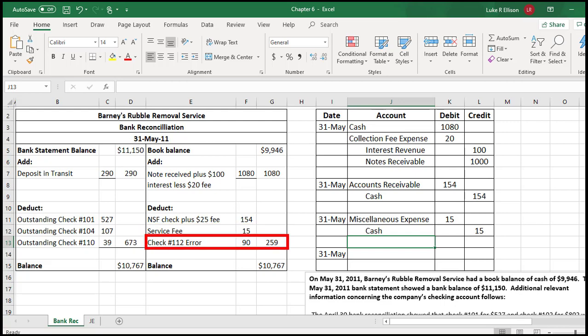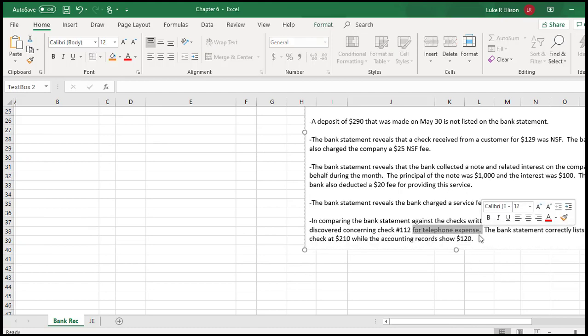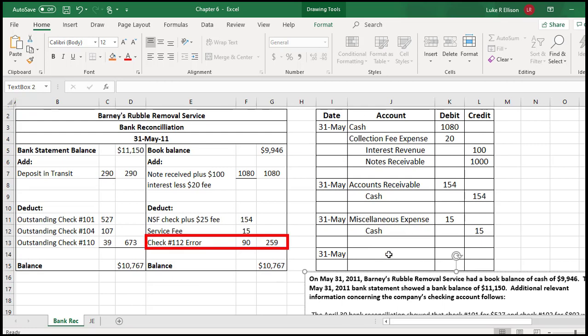Finally, we have the error of $90. If we look back at the problem, we remember that this was for the telephone expense. So that's the account that needs to be adjusted. And that's for $90. And again, since we are in the deduct section, that's going to be for cash, and that's also $90.